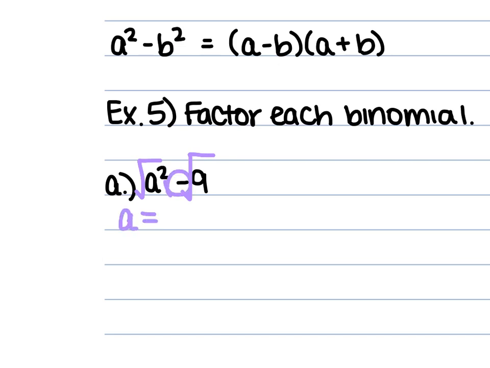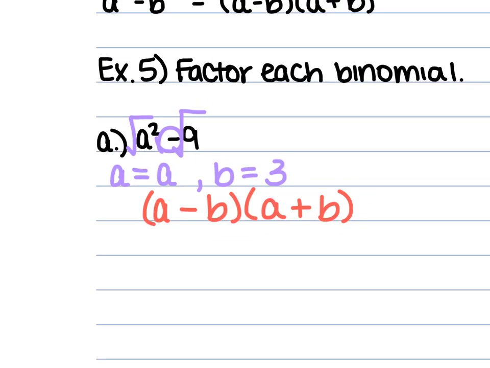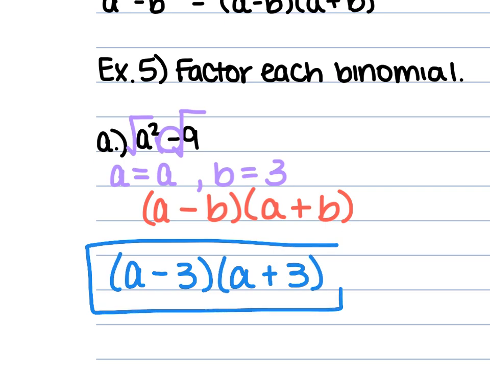So once we take the a, which is the square root of a squared, which is a, and our b is the square root of 9, which is 3, we're going to use the formula a minus b and a plus b. Sorry about that. Okay, so plug these values in. Our a is a. Our b is 3. So we're going to have a minus 3 and a plus 3. Difference of two perfect squares.